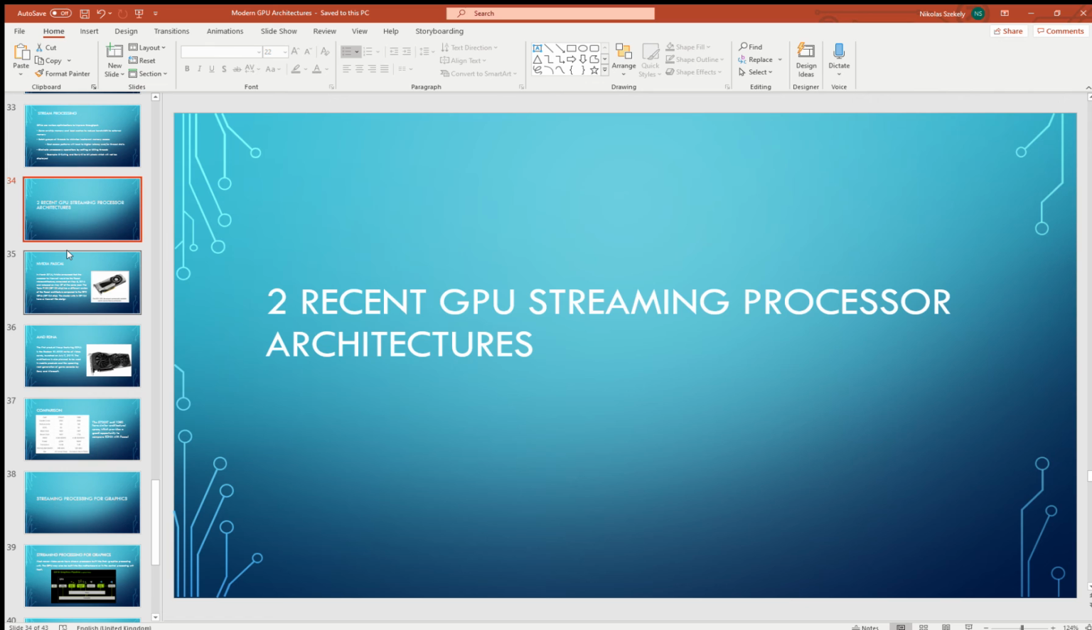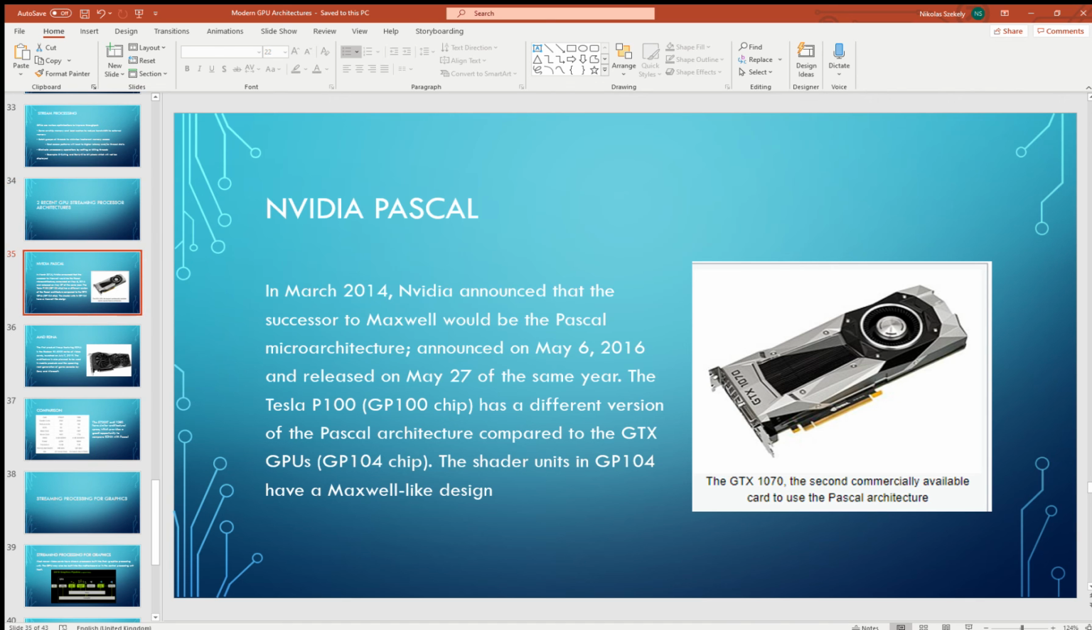Next, I'm going to compare two recent streaming processor architectures. I'm going to compare NVIDIA's Pascal with AMD's RDNA. In March 2014, NVIDIA announced that the successor to Maxwell would be the Pascal microarchitecture. It was released in 2017, and the Tesla P100 has different versions of Pascal architecture compared to the GTX GPUs. The Tesla uses the GP100 chip, and the GTX GPUs use the GP104 chip.